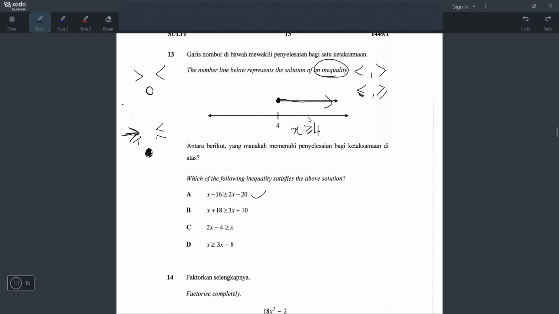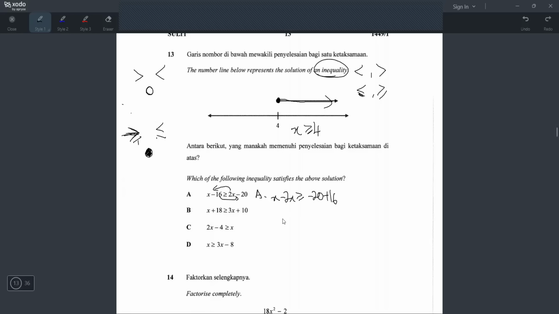So I think what I have to do now is try to go to the answers A, B, C, D and try to solve the inequality and see which one gives me this one, right? So let's try to solve the first one, which is A. So I will do it here. So A says x minus 16 ≥ this. So I can actually move the plus 2x here, become minus 2x, and then ≥ negative 20, minus 16, move it there, become plus 16.